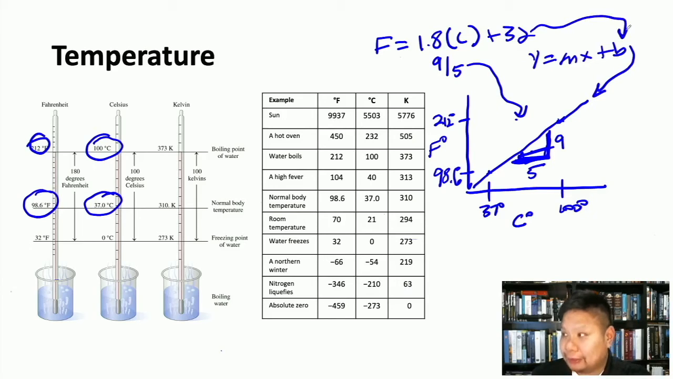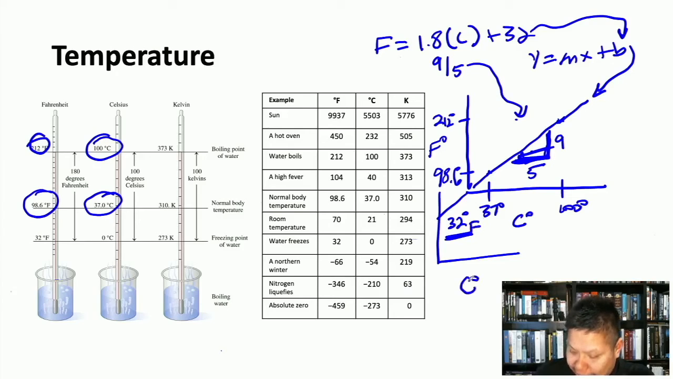So check this out. That 32 right there is the y-intercept, which means if you extend this line out a little further, it crosses the y-axis at 32 degrees Fahrenheit. So interesting. This spot there is 32 degrees Fahrenheit.